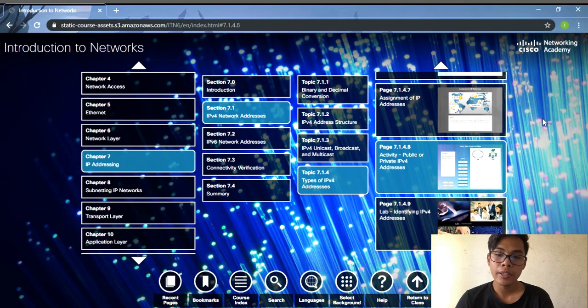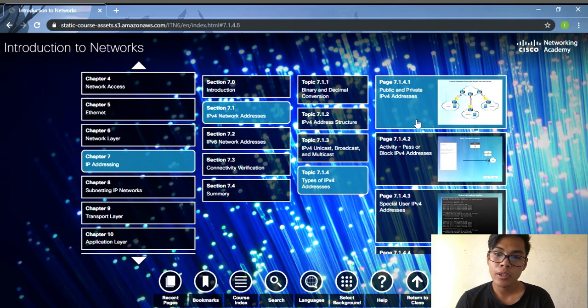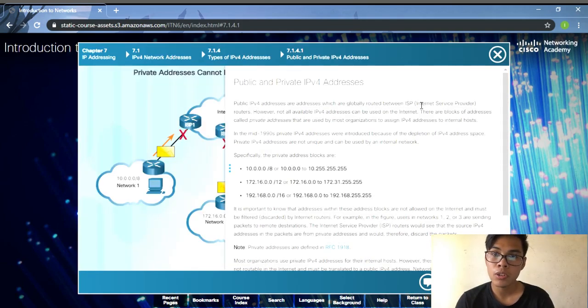For the third activity, it is in page 7.1.4.8, and it is public or private IPv4 addresses. We will identify if the IP address is a public IP address or a private IP address. For us to answer that, let us first look at page 7.1.4.1, because here you will learn how to distinguish if it is a private or a public network.